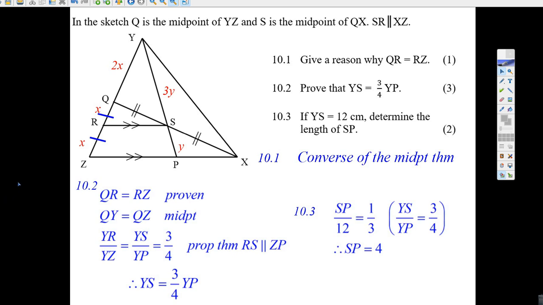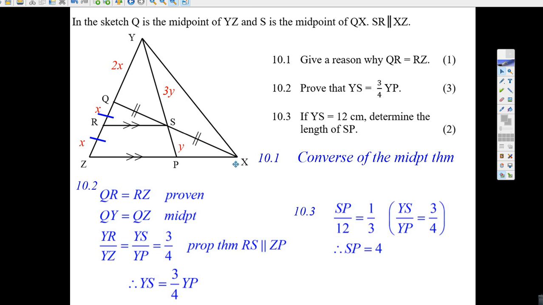Okay, this is question 10 that I found a little bit tricky, but here we go. Let's just give this a try. First, you've got this sketch here with the triangle on the outside. You've got Q as the midpoint of YZ, in triangle YZX, and you've got S as the midpoint of QX.